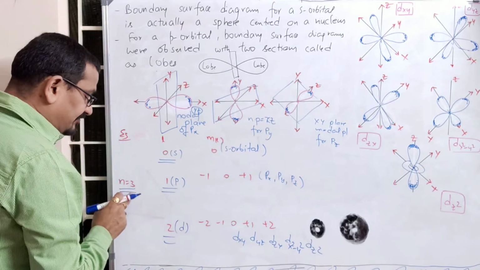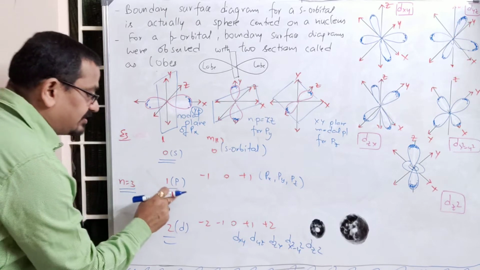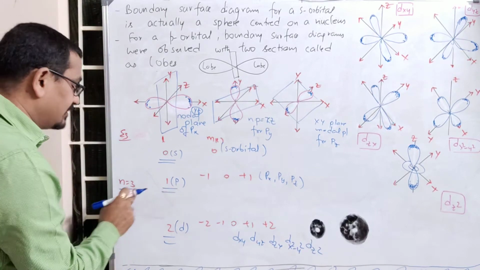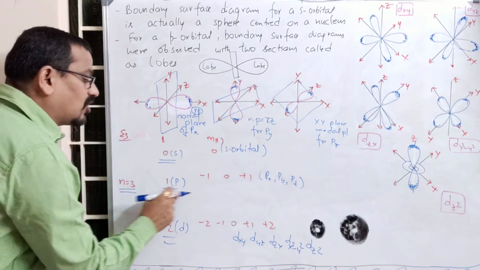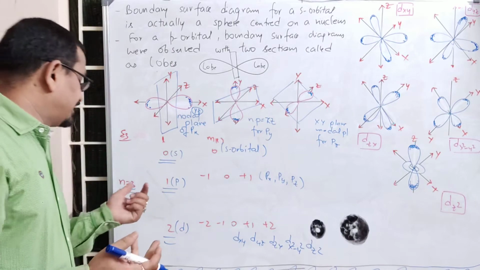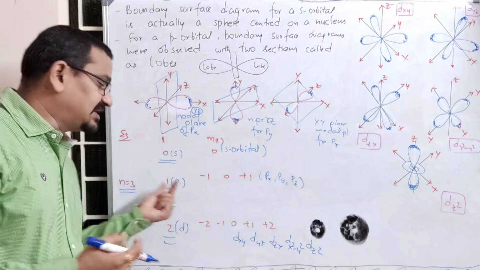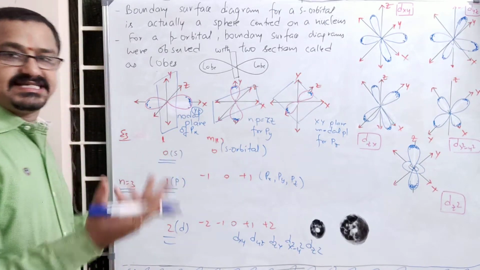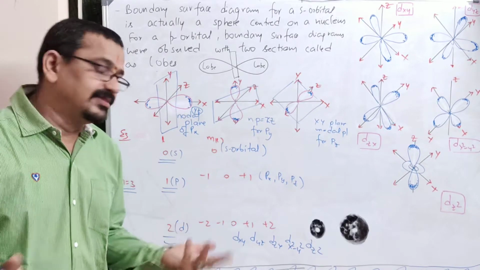one azimuthal quantum number. As 3 and 1 are common for these 3 orbitals, usually the energy of an orbital depends on their corresponding n and l value. For px, py and pz, as the n and l values are the same, obviously their energy will be the same.